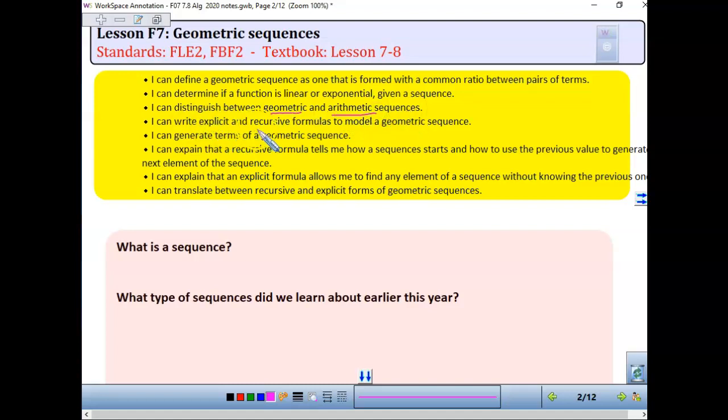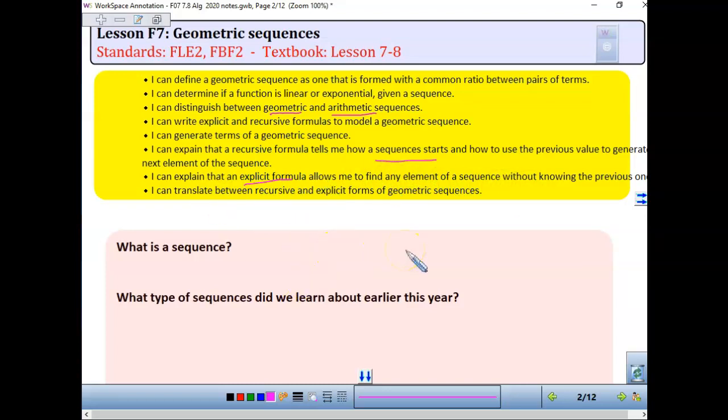Writing both explicit and recursive again for the geometric model. Being able to generate more terms in our geometric. I can explain that a recursive formula tells me how a sequence starts. So when I look at the recursive, it tells me the start point and what's being done to the previous one to generate. And then an explicit formula tells me the elements of the sequence, without knowing the previous one, and then going between the two.